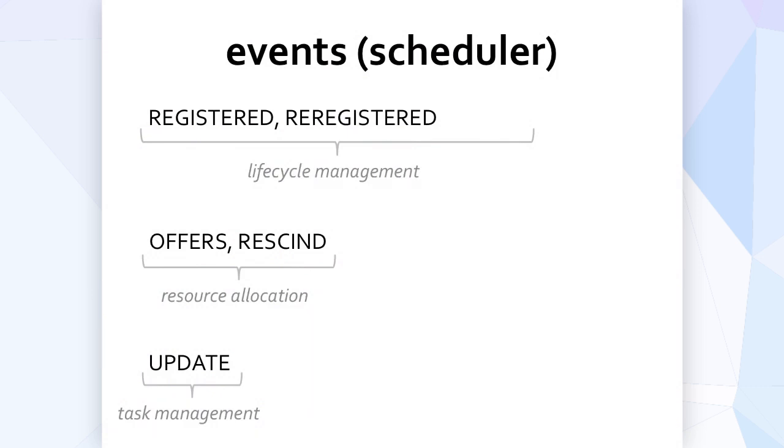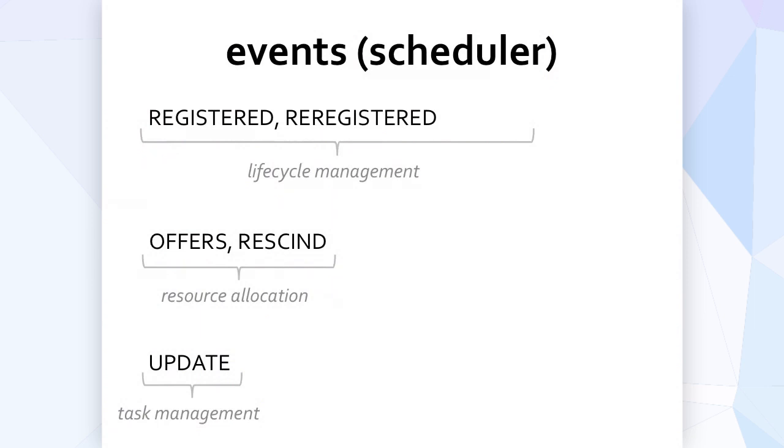Okay, so those are things that a framework scheduler is sending to Mesos. And on the event side, there are things like finding out that you're registered, finding out that you've been re-registered, receiving resource offers, which are resource allocations, having resource allocations be rescinded from you, and then finally finding out an update about some task.